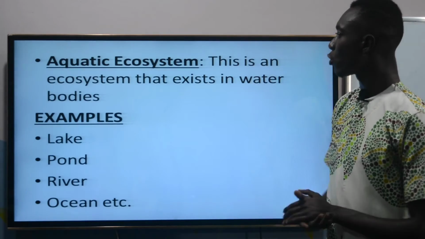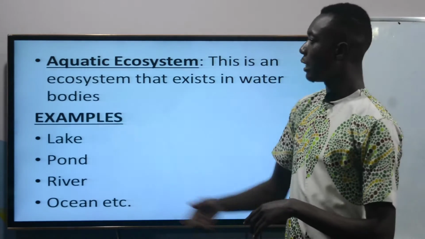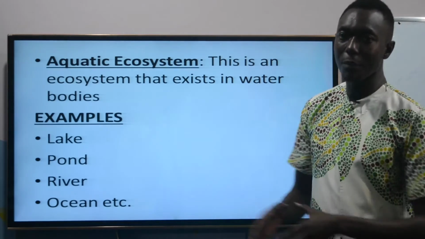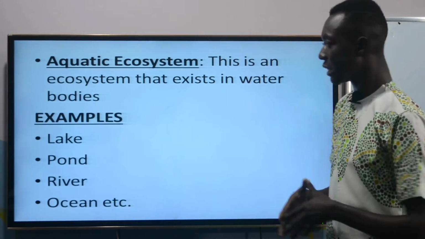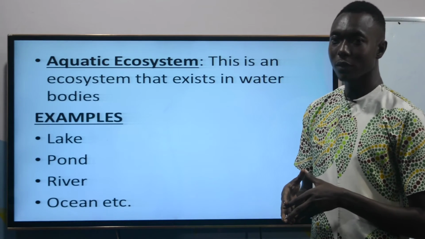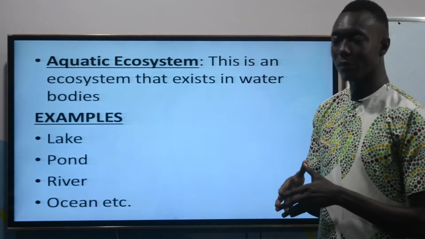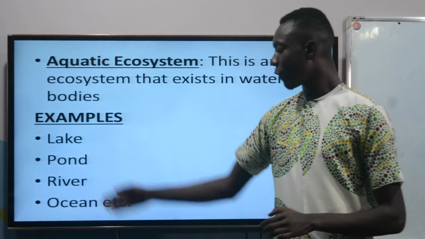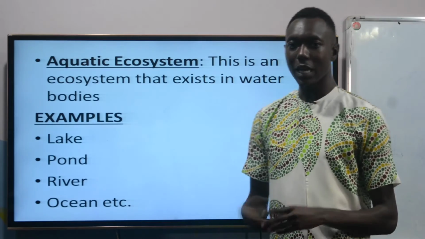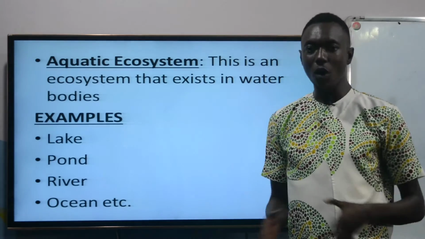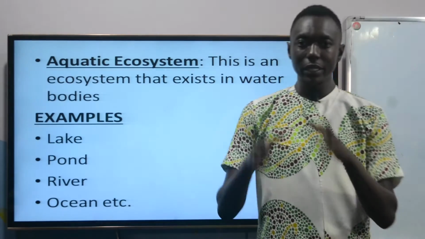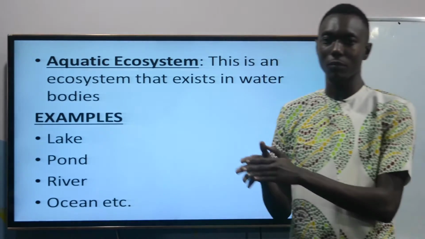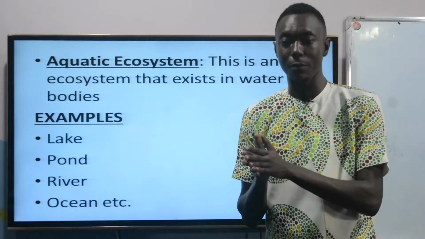Another group of ecosystem is aquatic. Now, the word aqua means water, meaning this type of ecosystem is found in water bodies. Examples of such ecosystems are lake, pond, river, ocean, and so on. If you look closely, you realize that all these are water bodies. And these water bodies have certain components that are found in them to form an ecosystem.